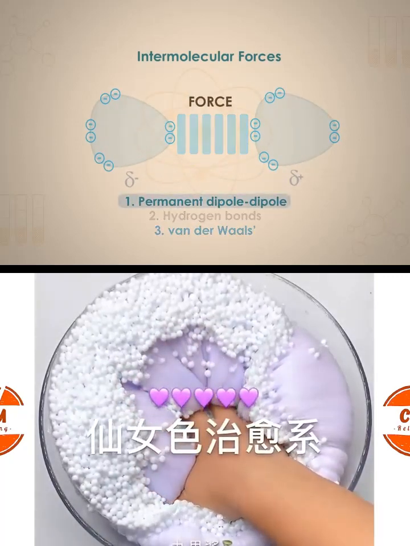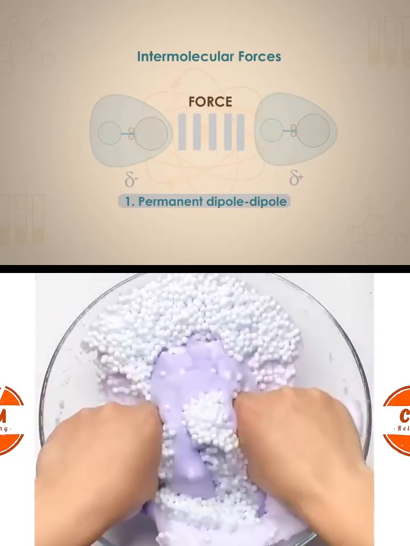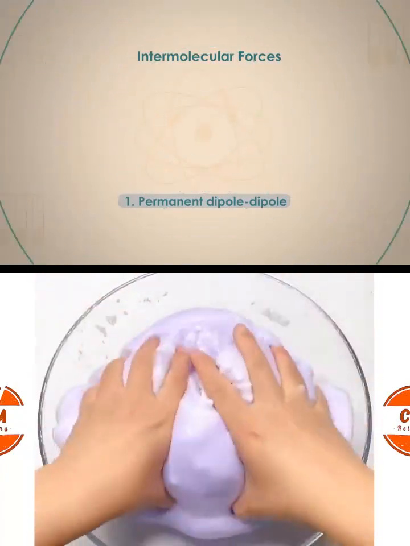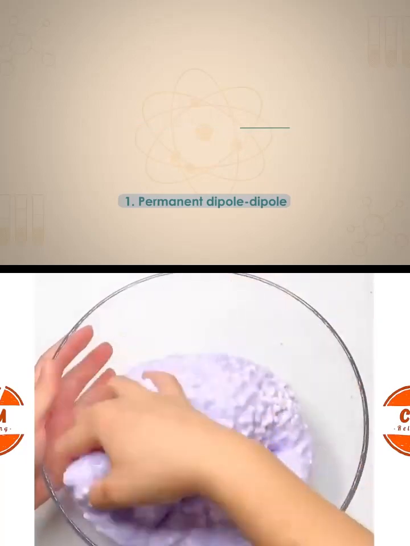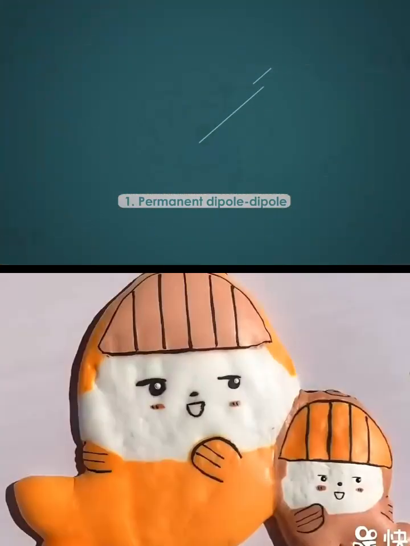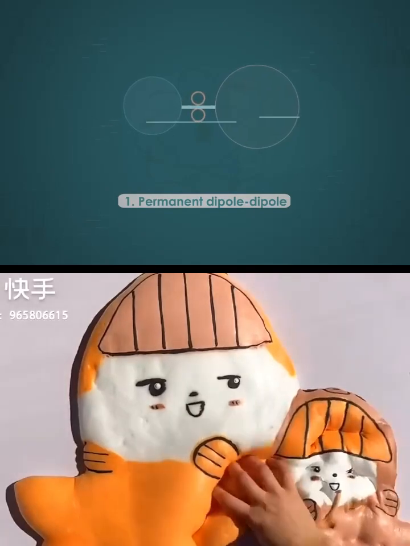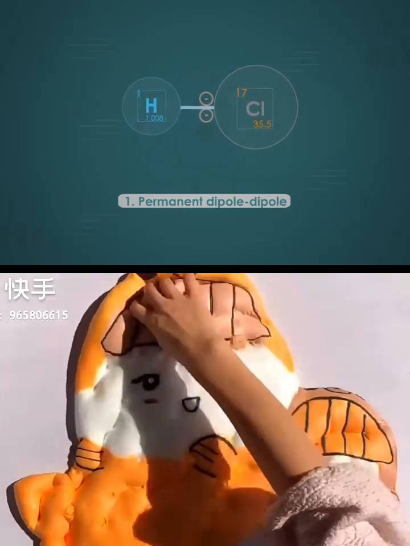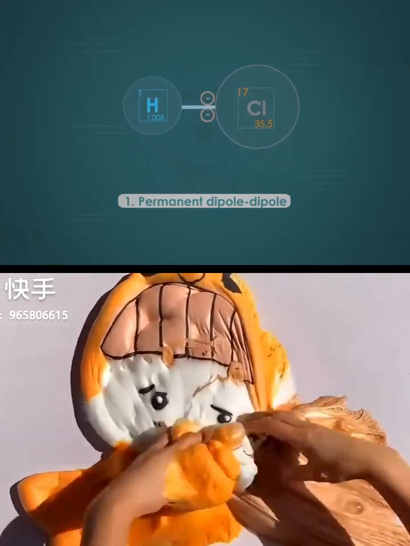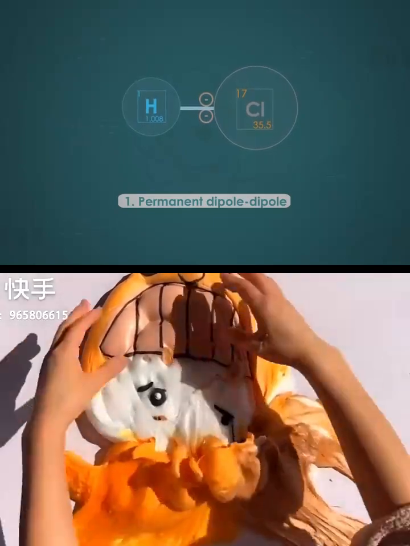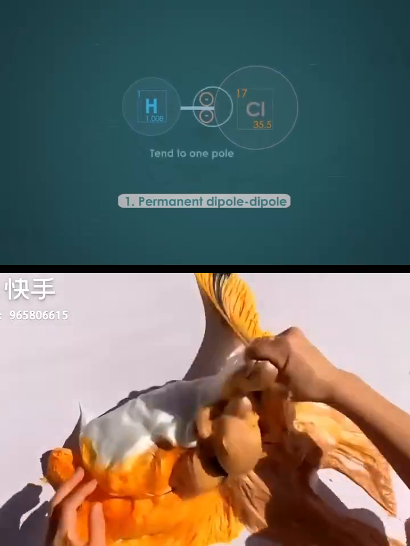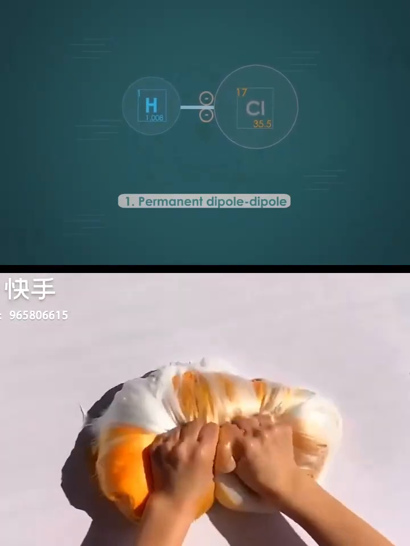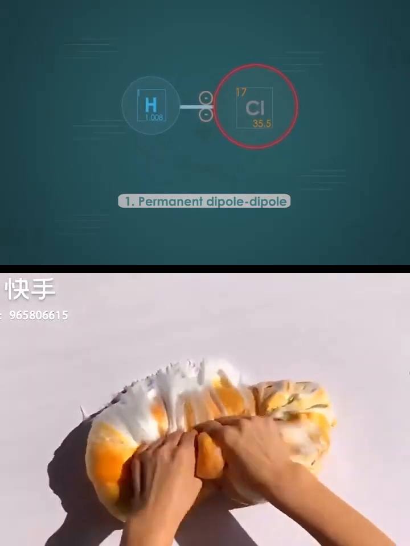First up are permanent dipole-dipole forces. A polar molecule is one in which there is a permanent dipole, arising usually because the different atoms in the molecule have different electronegativities, the attraction by a bonded atom for the pair of electrons in a covalent bond. Let us take hydrogen chloride as an example. Hydrogen chloride is a polar molecule, as the pair of electrons in the hydrogen-chlorine bond are nearer to the chlorine atom. In other words, they tend to one pole. The chlorine atom has a stronger attraction to the electrons because it has a greater electronegativity than the hydrogen atom.